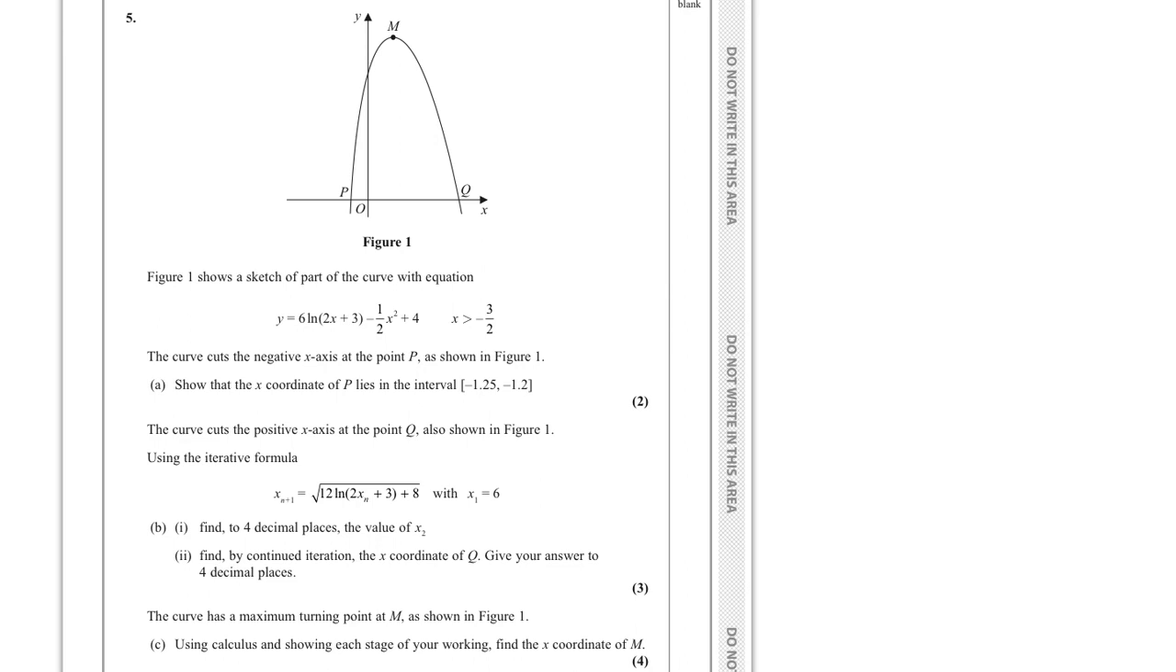Okay, question 5. So figure 1 shows a sketch of part of the curve with this equation. The curve cuts the negative x-axis at P, shown in figure 1. Show that the x-coordinate of P lies in this interval. So what we have straight away is numerical methods. So what I'm going to do is let x equal minus 1.25 and let x equal minus 1.2 to see what my y values are. I'm literally going to substitute it into this equation.